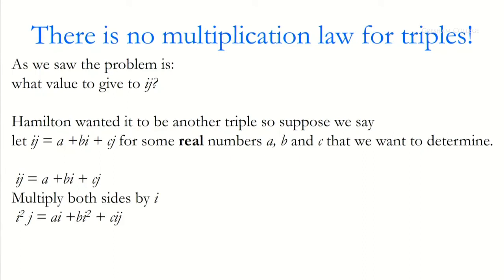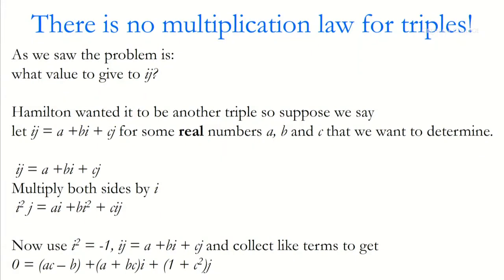So ij is equal to a plus bi plus cj. Multiplying both sides by i, you get i squared j is ai plus b times i squared plus c times ij. And we know what we can put in. i squared is minus 1, i squared is minus 1, and we know what ij is. ij is a plus bi plus cj. So we feed those things into that last line as written there.